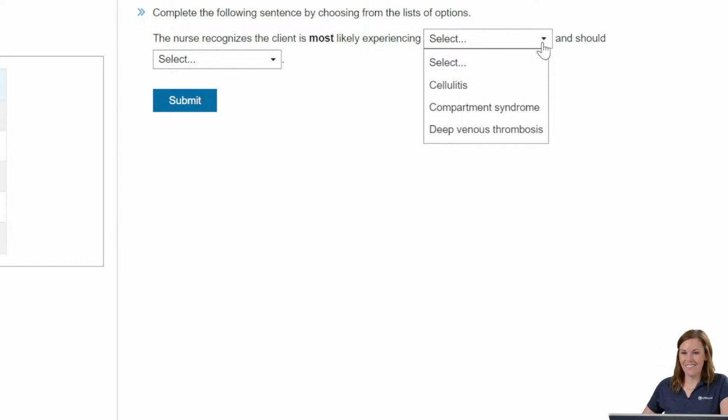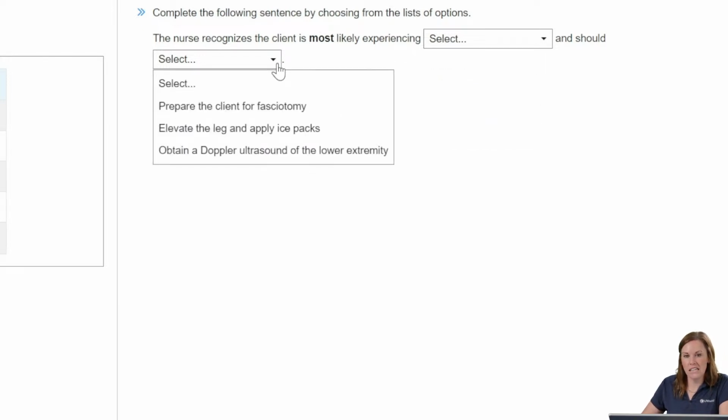This is a tricky one. I will leave that there, and then we'll move on to the second drop down. Based off what you think that first blank is, it says "and should," so what would be your intervention for whatever you picked in the first box?